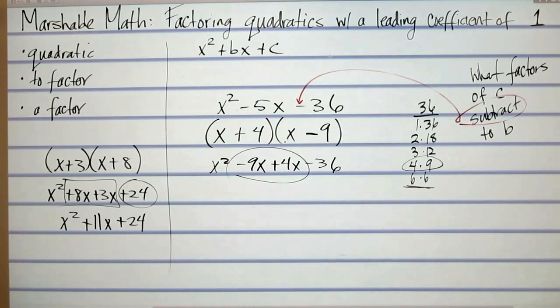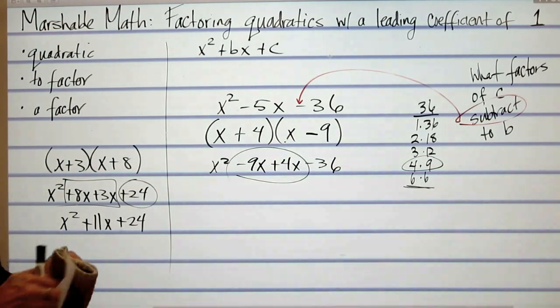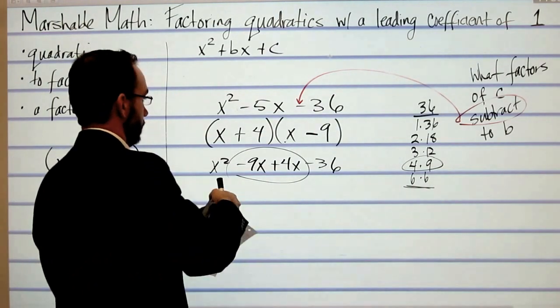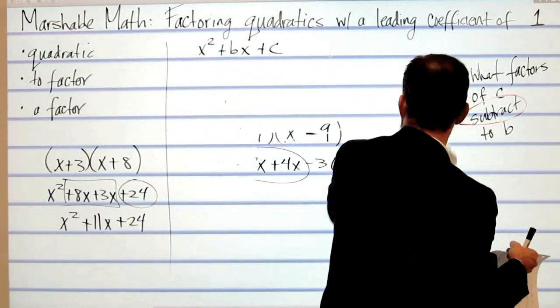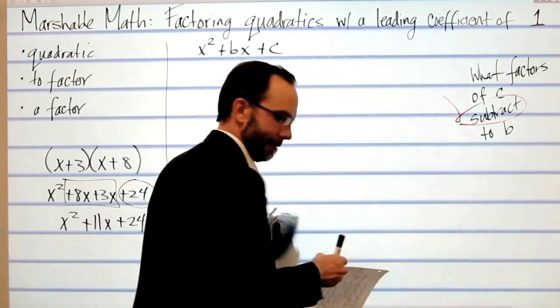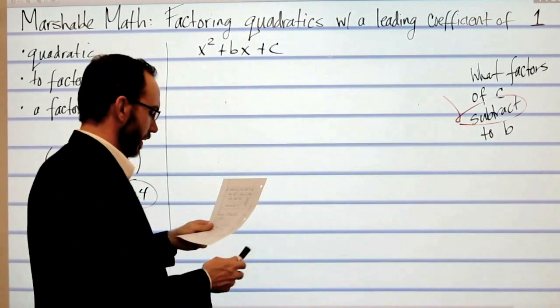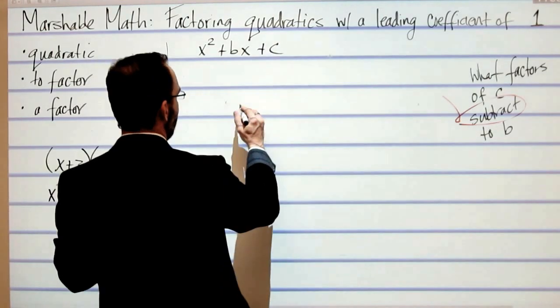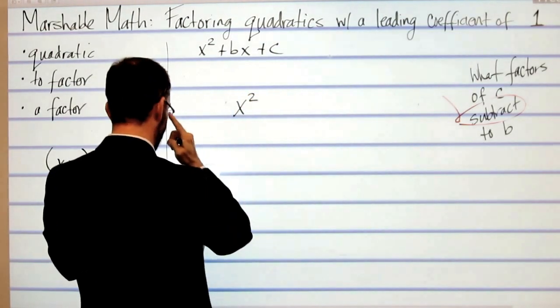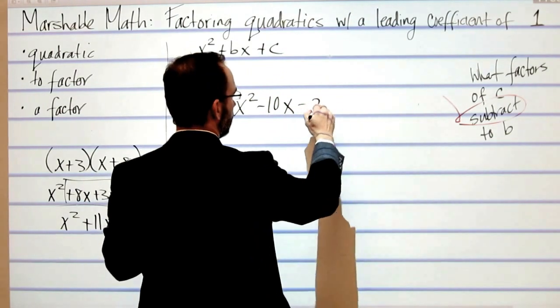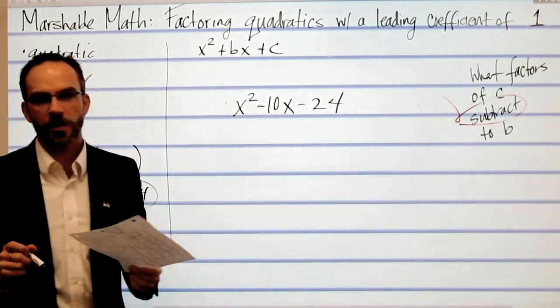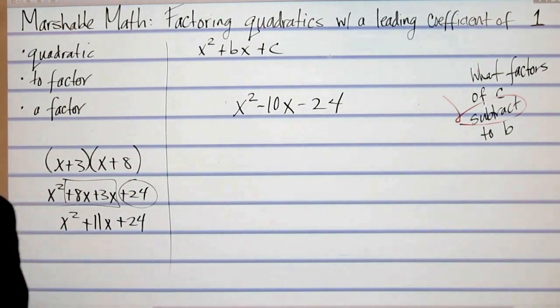Let me give you one that you can do then on your own. Almost finished. Let's try x squared minus 10x minus 24. Press the pause button on the video and take a shot at that.